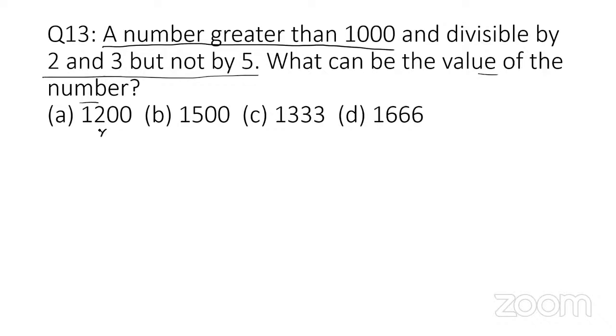We cannot say option A is correct because this is divisible by 5, and we have clearly mentioned that the number should not be divisible by 5. For the same reason, option B is also wrong. The third option is not divisible by 2, nor even by 3. So this is definitely wrong. The fourth option is not divisible by 3. So this is also wrong. So we can say that none of the options is matching.